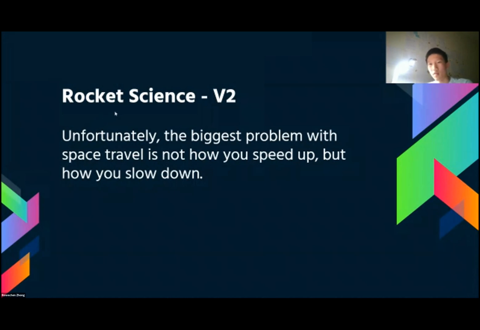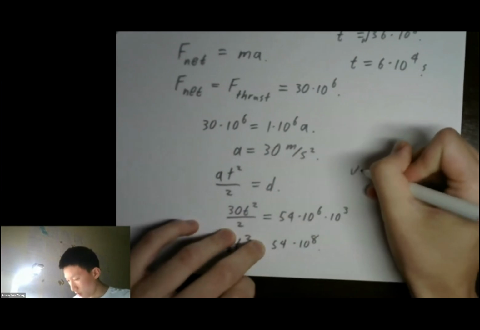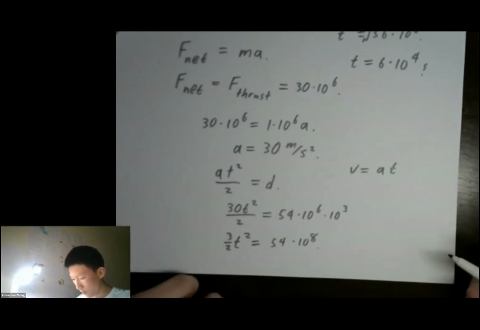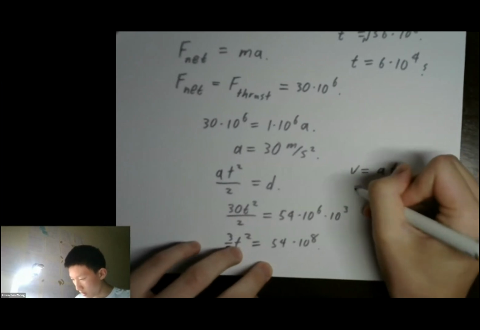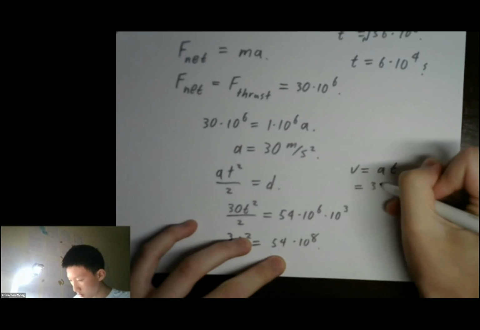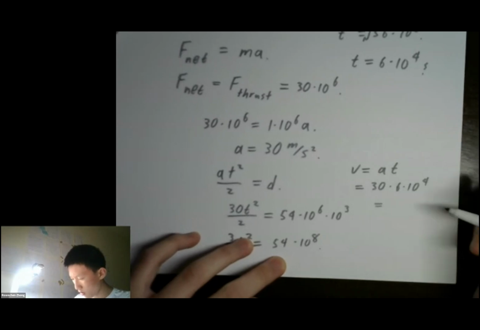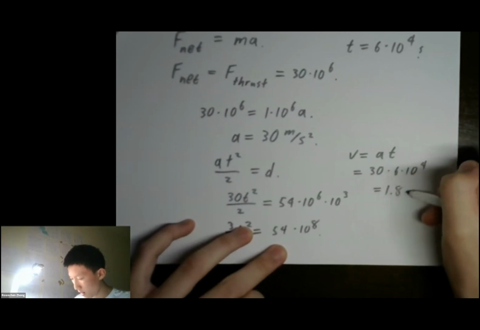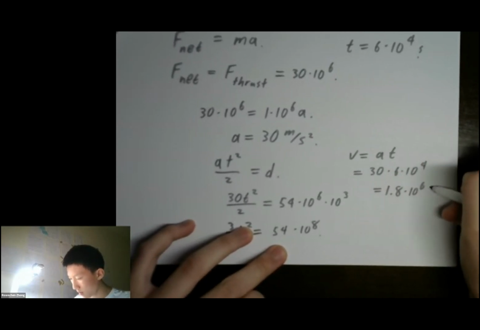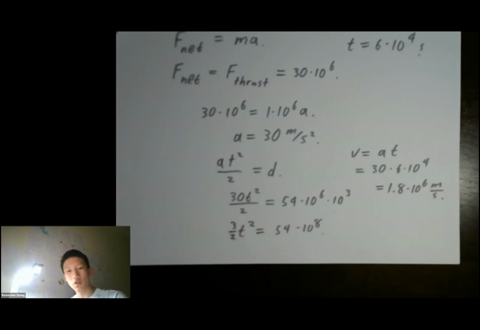Unfortunately, the biggest problem with space travel is not how you speed up, but how you slow down. Let's do a quick calculation. Velocity is acceleration times time. So by the time we get there, how fast will we be going? We will be going 30 times 6 times 10 to the 4, which is about 1.8 times 10 to the 6 meters per second. We're going 1,000,000 meters per second.